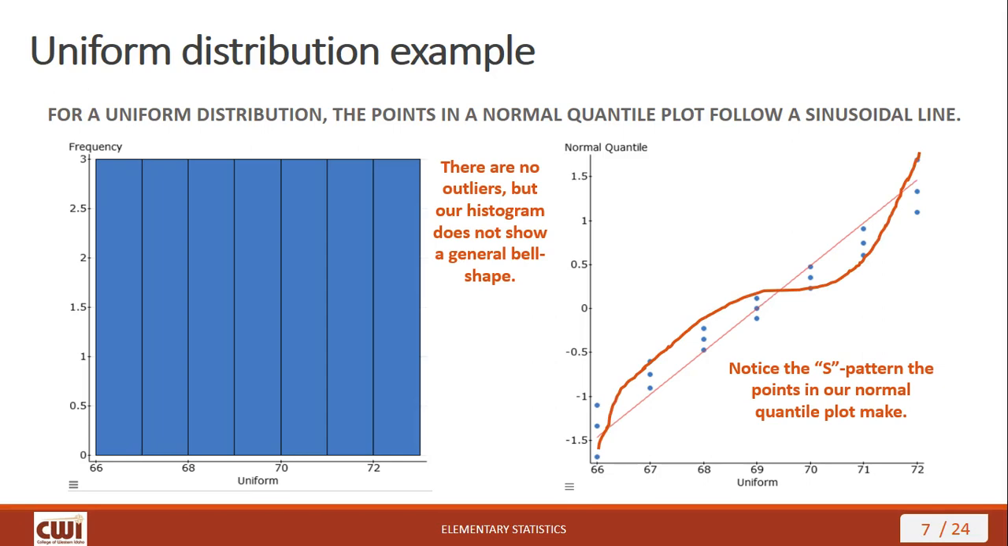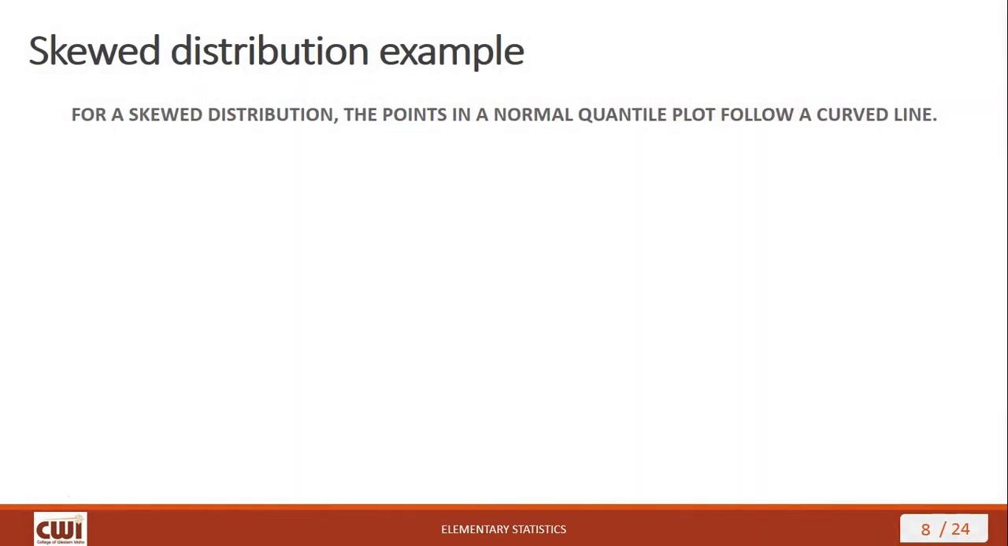And this is the pattern you get when you put a uniform distribution into a normal quantile plot. So if you see this in a QQ plot, you know automatically you're dealing with a uniform distribution. Let's see what a skew distribution would look like. So for a skew distribution, the points in a normal quantile plot follow a curved line.